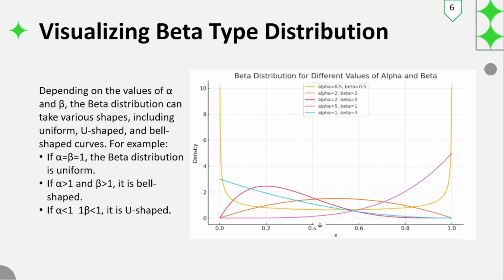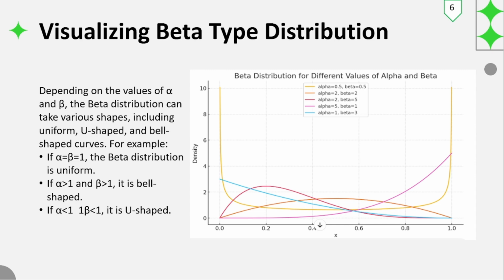Now, in this slide, we can see that based upon the values of alpha and beta, the shape of the distribution graph changes. For example, if alpha is equal to beta is equal to 1, then the beta distribution follows the uniform distribution. If alpha is greater than 1 and beta is greater than 1, then the shape will be bell shaped. If alpha is less than 1 and beta is also less than 1, then it will be U shaped.